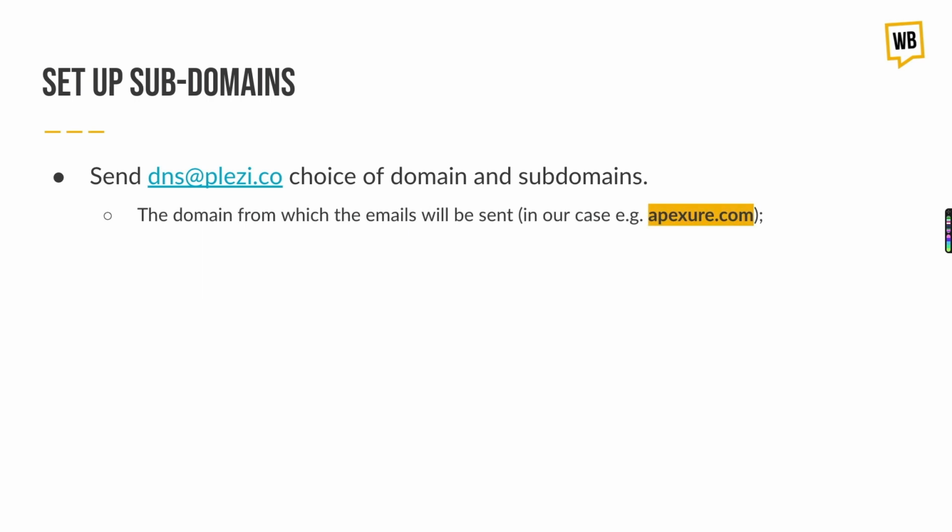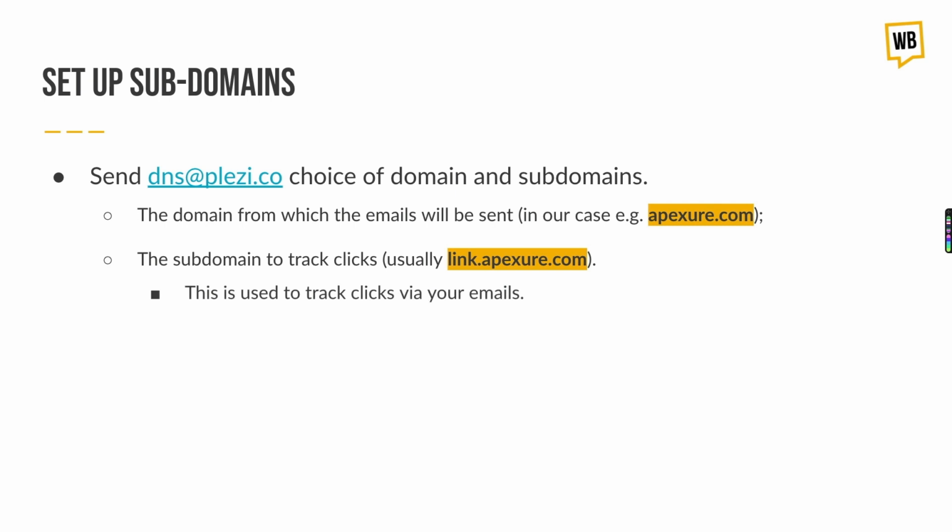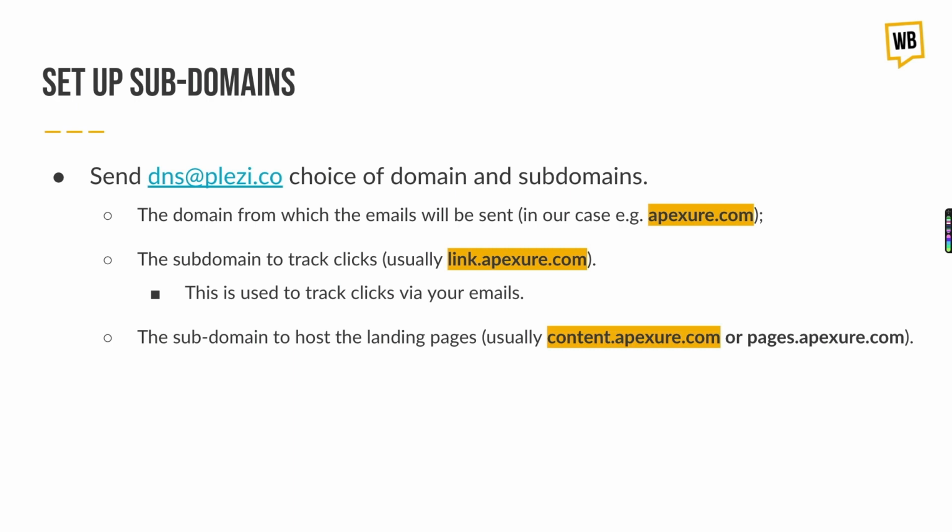For my agency, I'm going to pick the main domain apextra.com. This is the domain which will be used for sending out emails. And for any links which will be part of those emails, I'm planning to use link.apextra.com. That will help to track those clicks on those links. And finally, for hosting landing pages, I'm planning to use content.apextra.com.